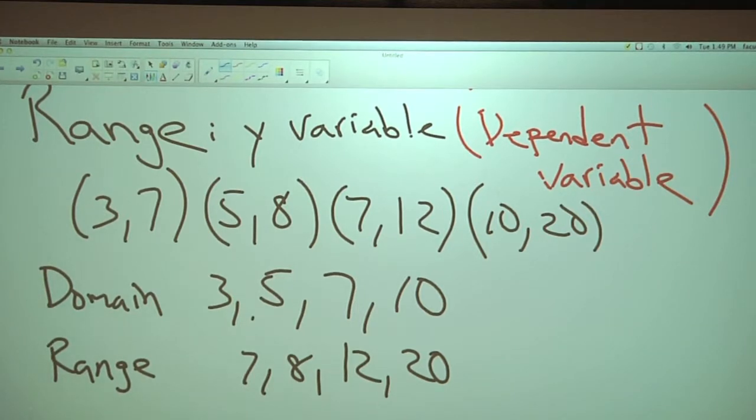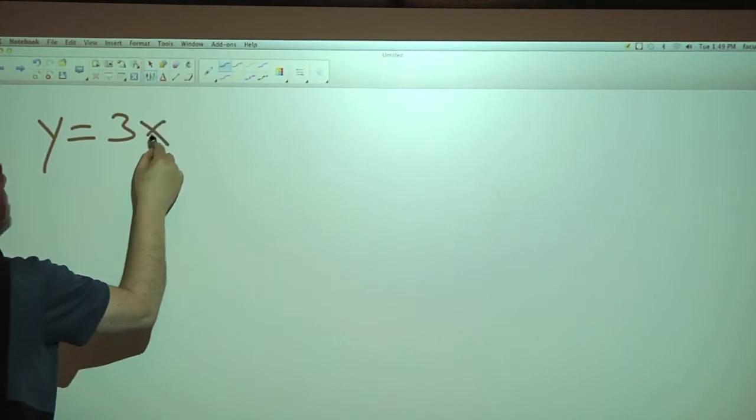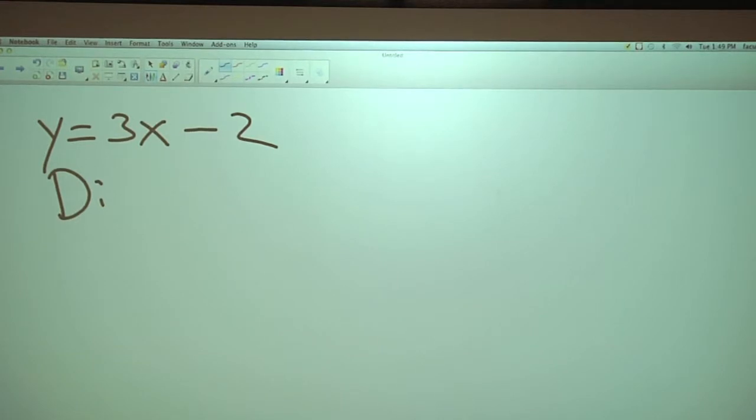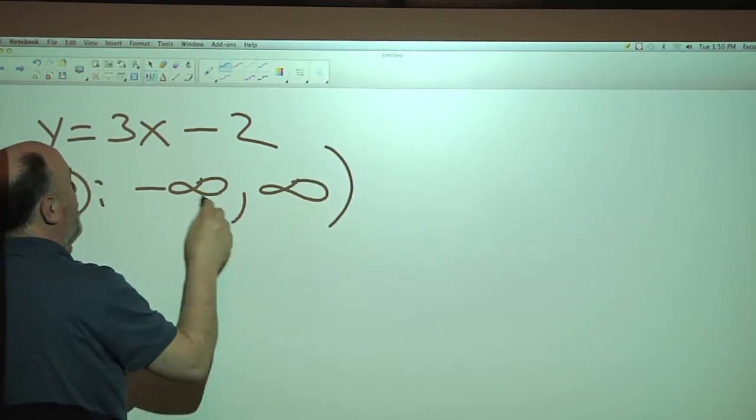Given a list of points, you should be able to tell what the domain and range are. Domain will just be all the x numbers. The range will just be all the y numbers. Okay. How about given something like this? What's the domain? What can I plug in there for x? I can plug in any number I want, right? Plug in 1, any negative number, 0, any positive number. So my domain here is going to be from negative infinity to positive infinity, okay?